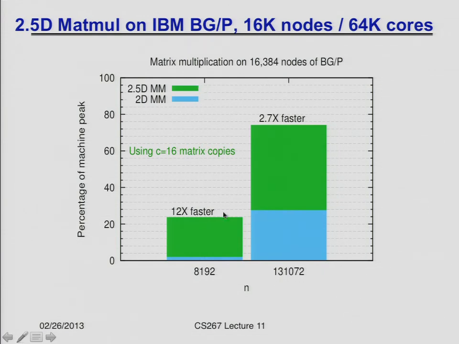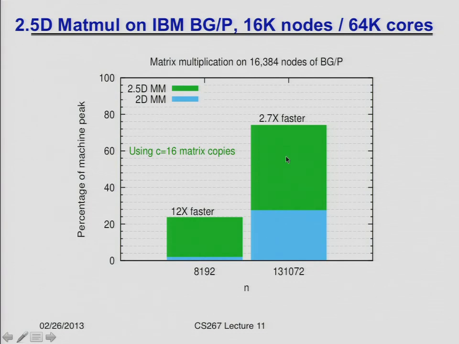It's an 8,000 by 8,000 matrix and a much bigger matrix, 128 by 128. And I'm comparing, as a fraction of peak, the new algorithm compared to the old algorithm where we had one copy. And it turns out 16 copies was the best thing to do. Here it was 12 times faster. And here it was 2.7 times faster.